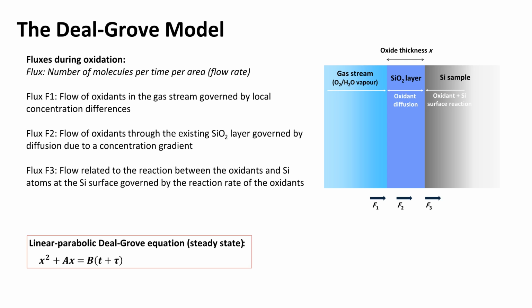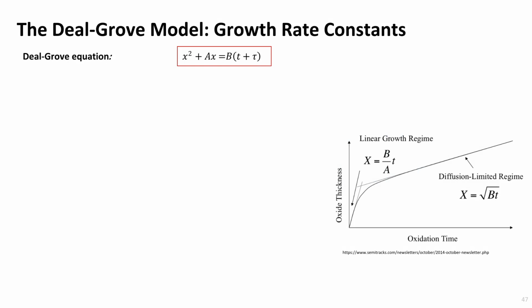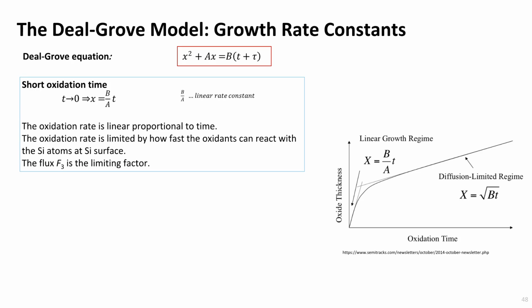It predicts the oxide growth very precisely with two regimes, a linear regime at the beginning of the oxidation process, and a parabolic regime, where the diffusion becomes the limiting factor for the oxidation rate, as also shortly discussed before. Solving the Deal-Grove equation for the oxidation time against zero, or against infinity, the oxide thickness can be calculated using the following equations. At the beginning of the oxidation process, the oxide growth rate is constant, and the oxide thickness X is linearly proportional to time.